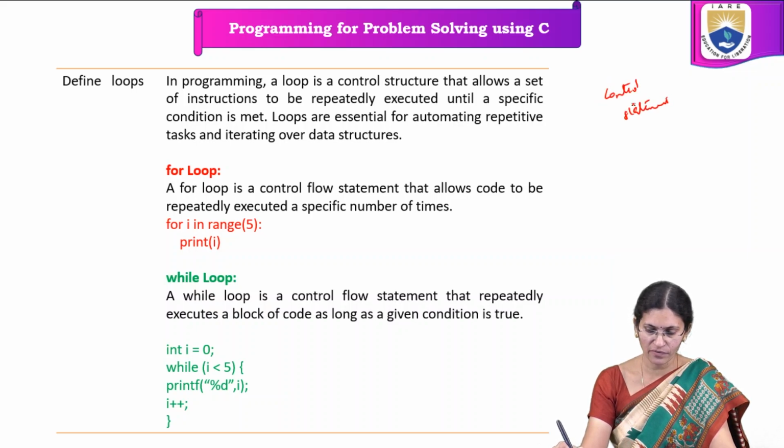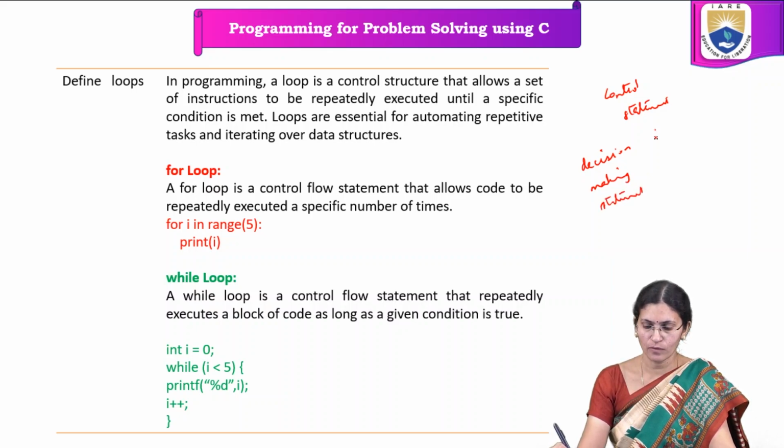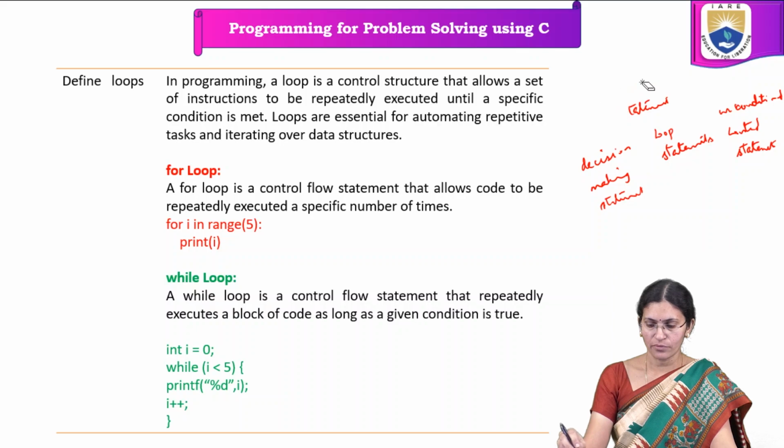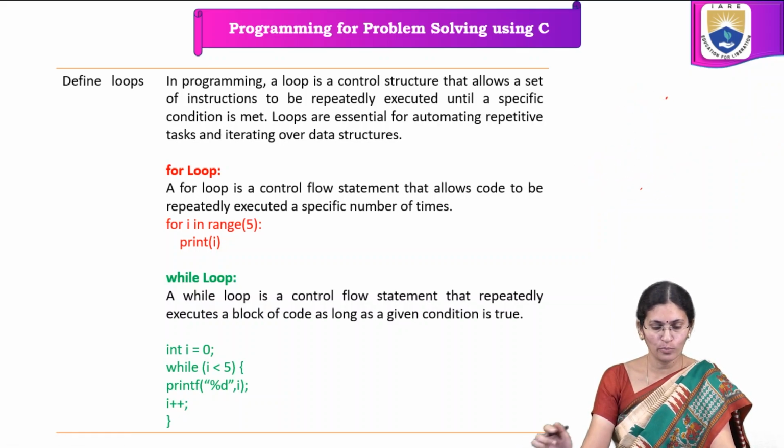In control statements, we have different statements. First one is decision making. Then we have looping statements or loop statements. Then after that we have unconditional control structures or statements. We are going to see the definition of each one in detail. Here we are going to see the definition of loop first.